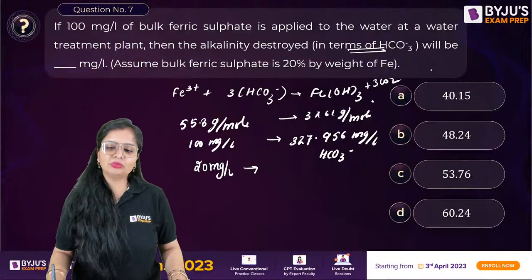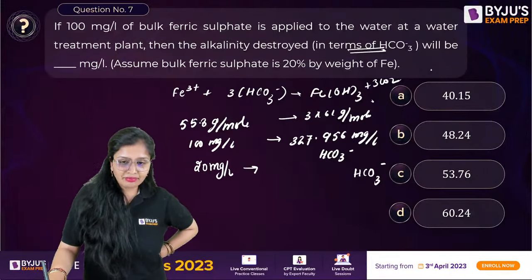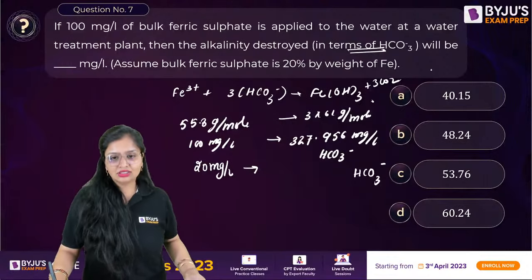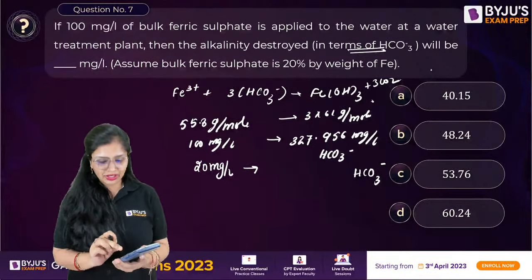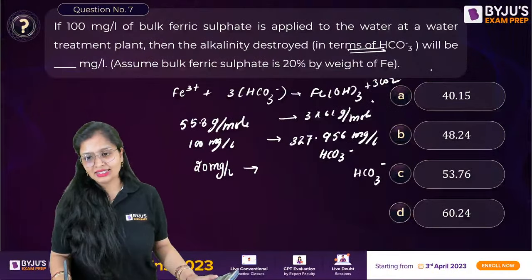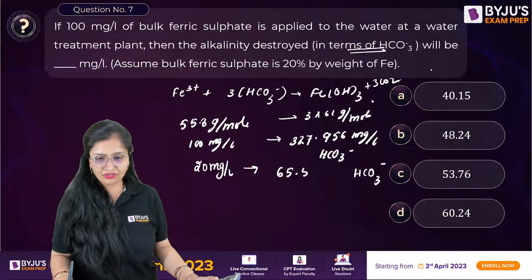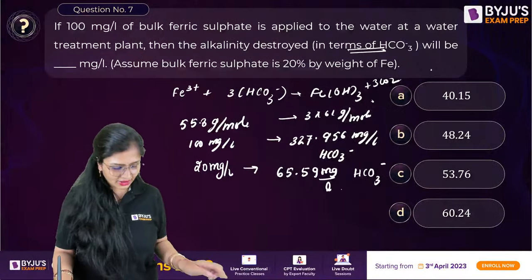So for 20 mg per liter, how much HCO3 minus will be there? Just do this unitary method. 327.956 will become 65.59 mg per liter. Correct? Till here any doubt?